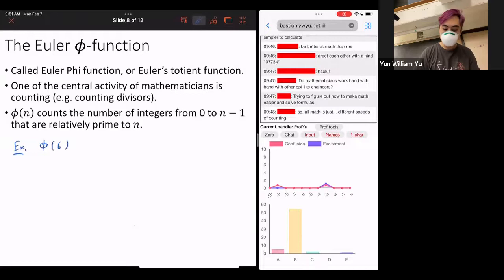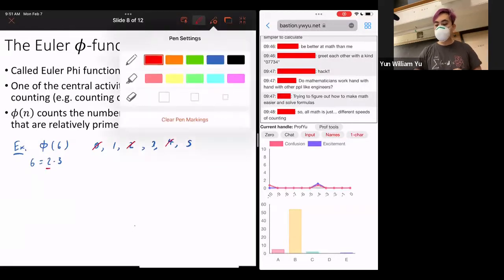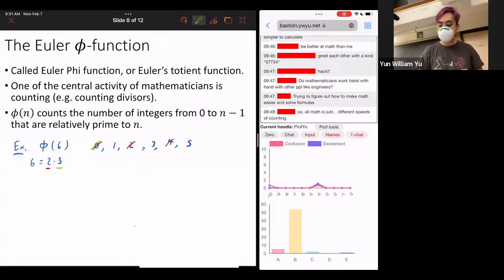Example: phi of 6. So we want to count the numbers from 0, 1, 2, 3, 4, 5 that are relatively prime to 6. One way of doing this, and this is actually going to be one of the easier ways, is you can say, well, 6 is equal to 2 times 3. So any multiple of 2 is not going to be relatively prime. So we can immediately cross out all the multiples of 2. And any multiple of 3 is not going to be relatively prime. We can cross out all the multiples of 3. And then we're left with 2 numbers. And so therefore, we know that phi of 6 is equal to 2.